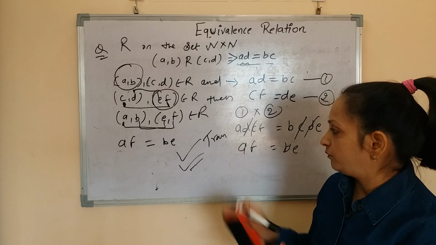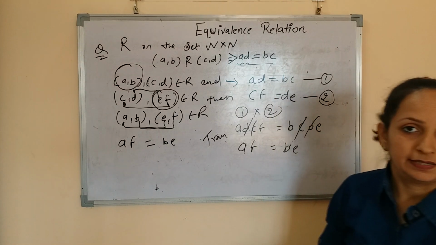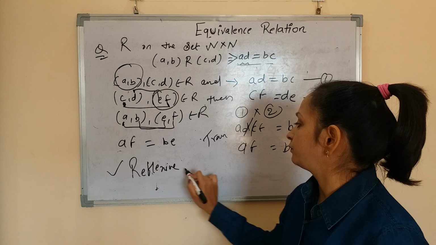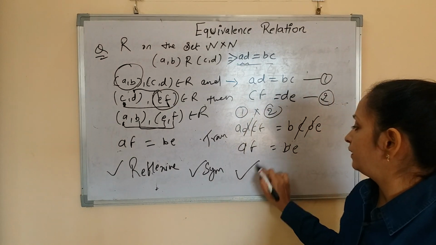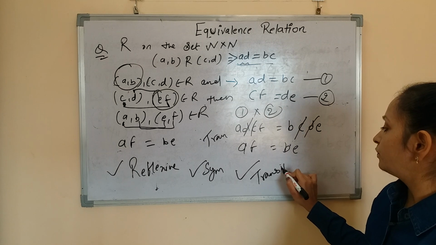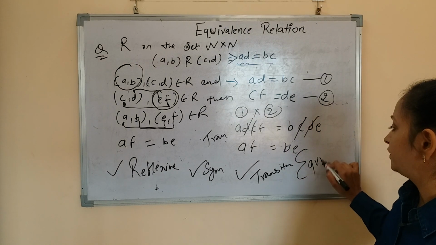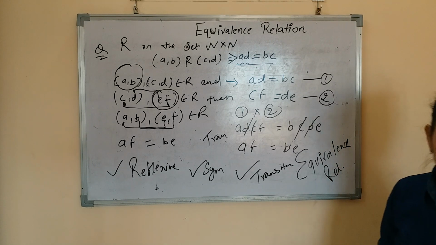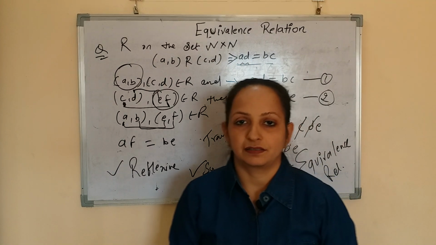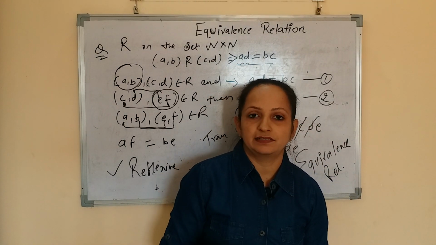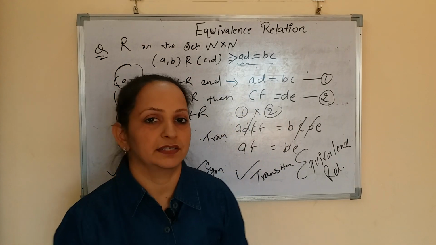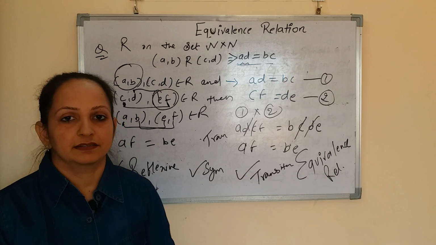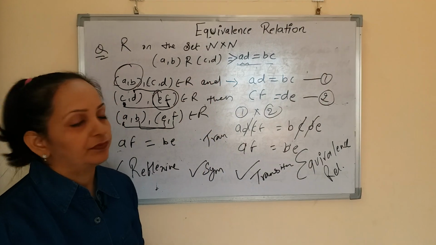As we have already proved, the given relation is reflexive, the given relation is symmetric, and the given relation is transitive. So we can say that the given relation is an equivalence relation. So as you see, this is how we can prove whether a relation is an equivalence relation or not, by proving these three conditions: that the relation is reflexive, symmetric, and transitive. Only then can we say that the relation is an equivalence relation. You can see these types of examples in your question paper.